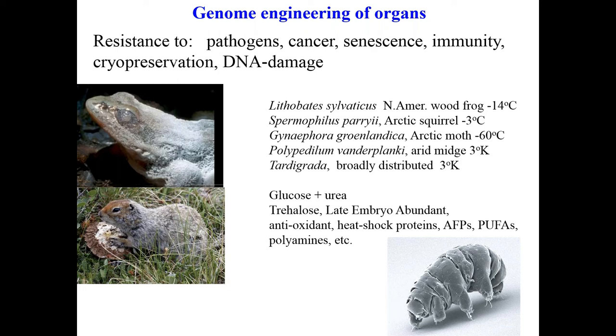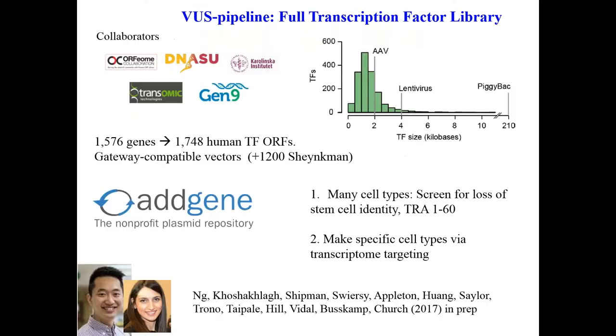And so that's an interesting beginning, but we know how to protect mice from cancer, senescence, and so forth. And here are 3 animals that survive extreme cryopreservation as well, which inspire us to try to get that to work for restoring the organs.